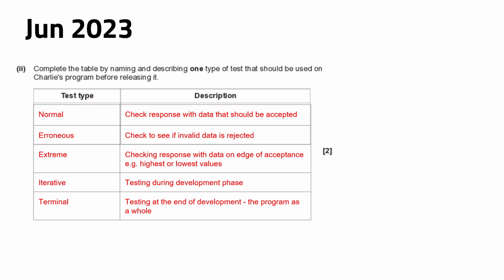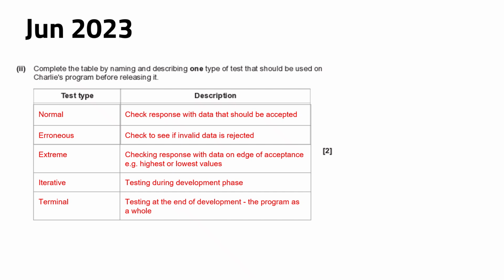Firstly, you would want to check that the normal data can be accepted by the program. It would check that the response with the data that's been inputted should be accepted. You may want to check if invalid data is rejected by placing some erroneous data in. You could also perform some extreme testing by checking the response of your program with data that's on the edge of acceptance, for example, the highest or the lowest values.